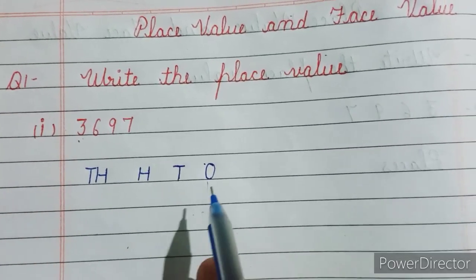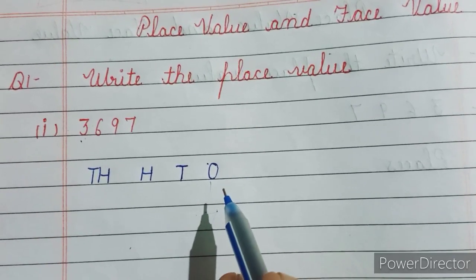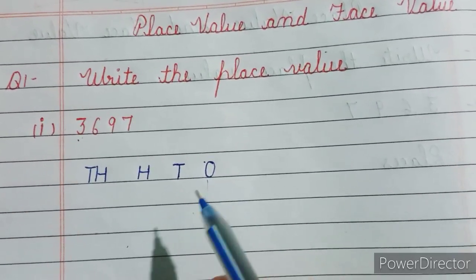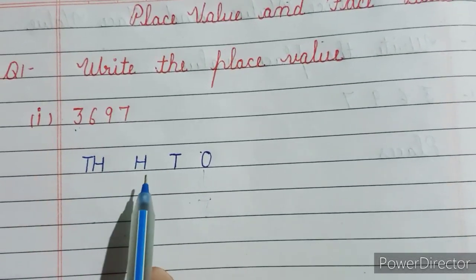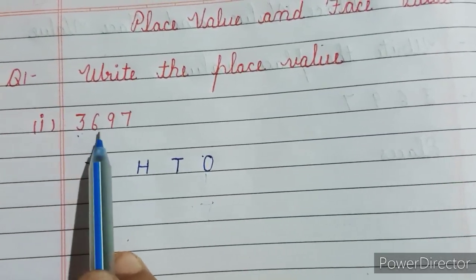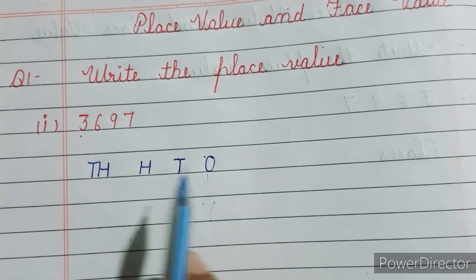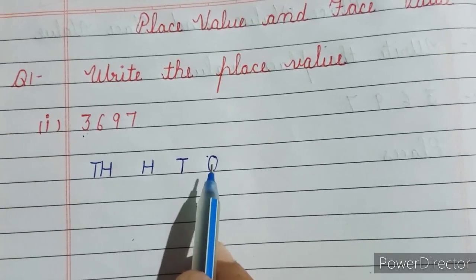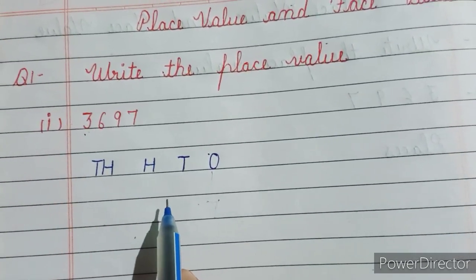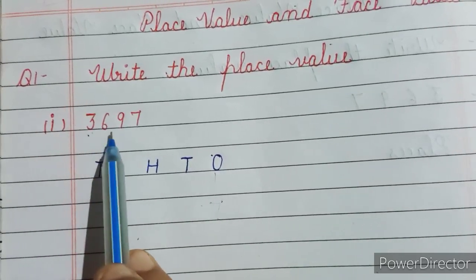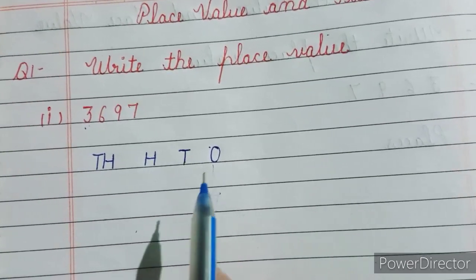The place value of a number can be defined as the value of the digit in a number according to its position in the place value chart. Okay? Question is 3697. We have the places: ones, tens, hundreds and thousands. Now let's take the number 3697. We arrange the number in the place value chart.